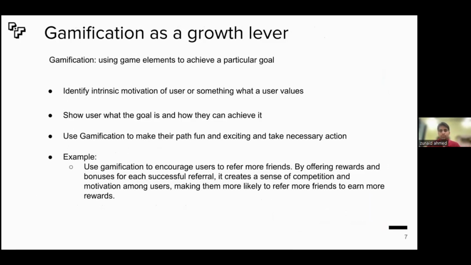Once we know what that motivation is, we need to set a goal for a user, that "Hey, you need to achieve this or you need to do this." And we need to show them how they can achieve it. Now, coming to the part of gamification, can we gamify that journey for a user? Can we make that path more fun and exciting?